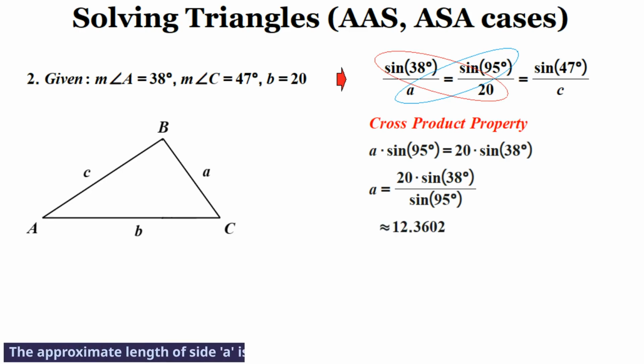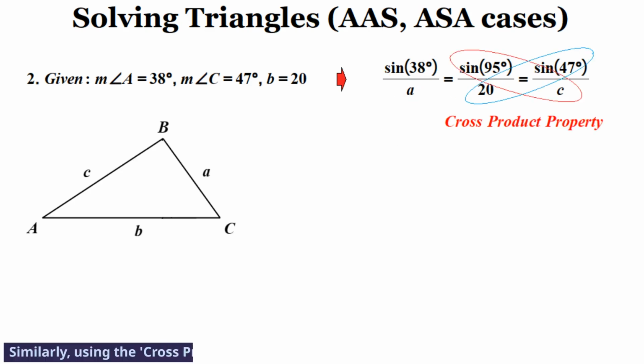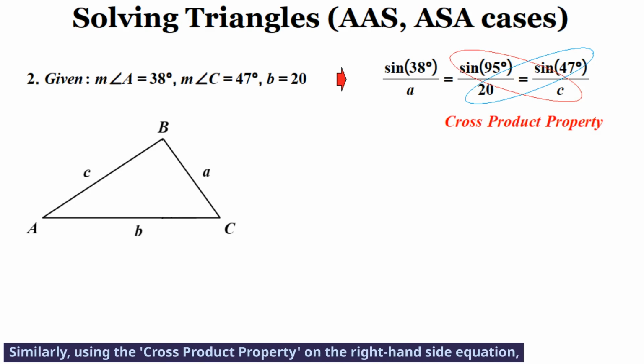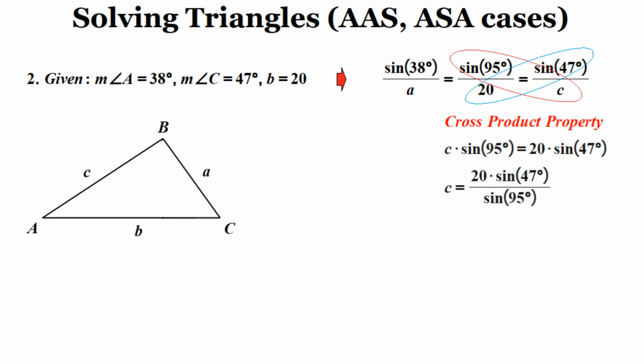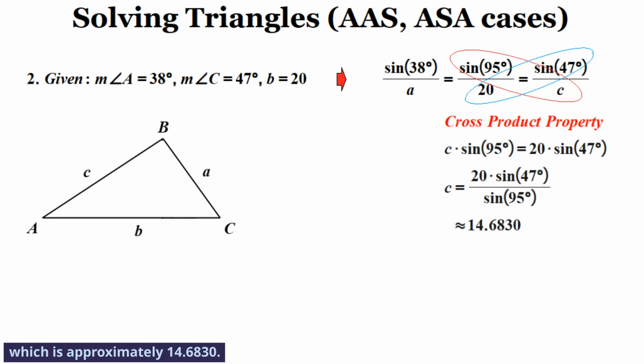The approximate length of side a is 12.3602. Similarly, using the cross-product property on the right-hand side equation, we can find the length of side c, which is approximately 14.6830.